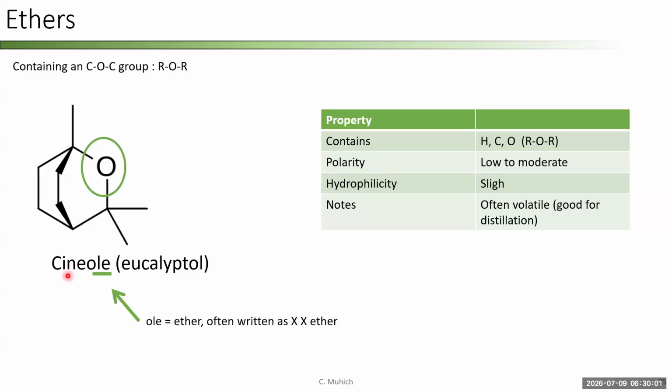And so here we're showing cineole, also called eucalyptol, or sorry, cineole, and this ol is meaning ether. It can also be written as methyl ether or dimethyl ether. You'll see that written out that way as well.